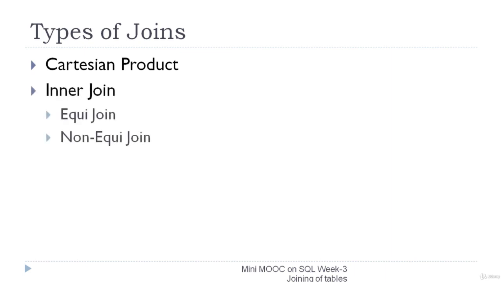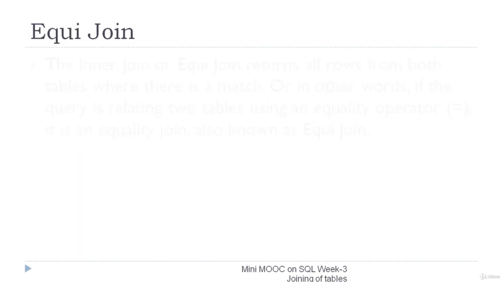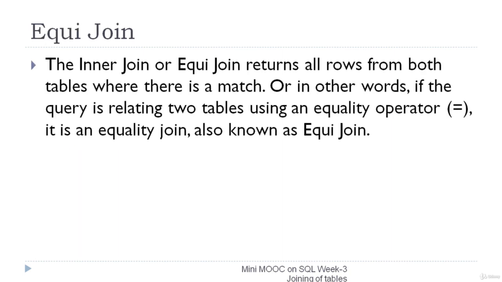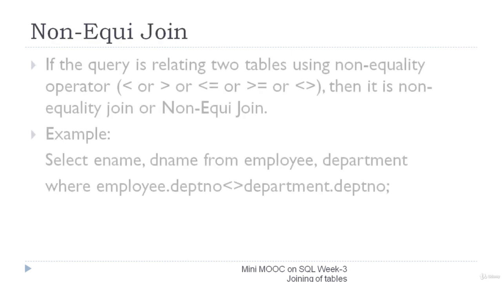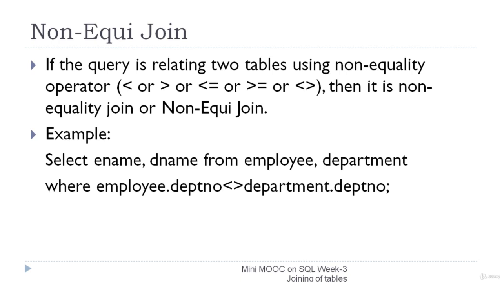Inner join has two further types. One is equijoin and another is non-equijoin. Let us understand this concept. If the where condition of an inner join is based on the equality operator, then this is called an equijoin. A non-equijoin is a case of inner join where the condition is not based on equality. In this case, it is based on less than, greater than, or not equal to type of operators. So this is an example of non-equijoin, and here we are using a non-equality operator.